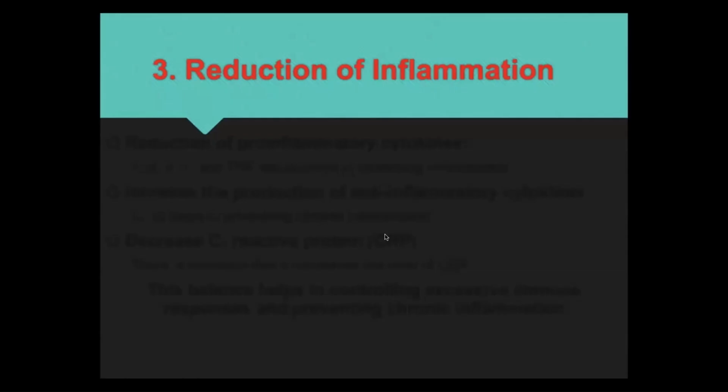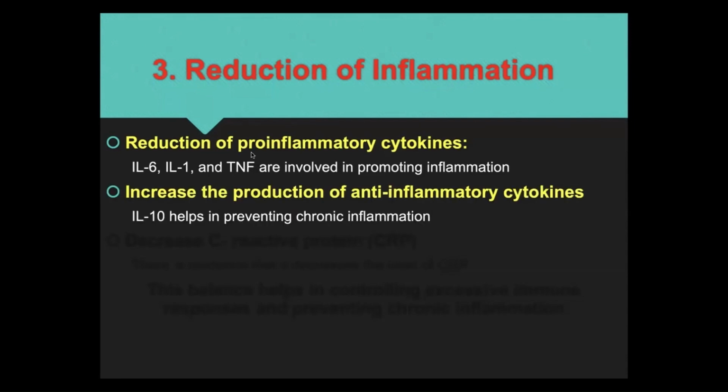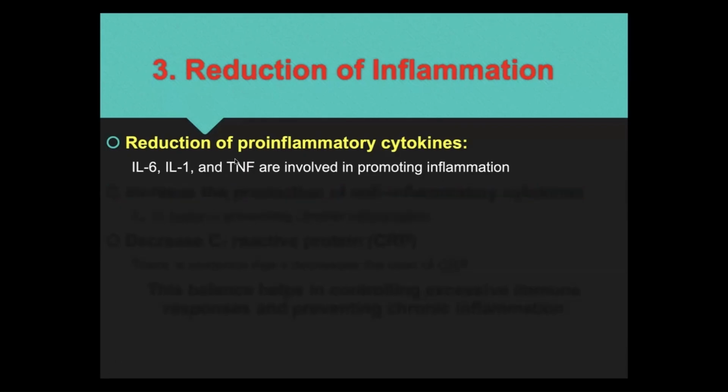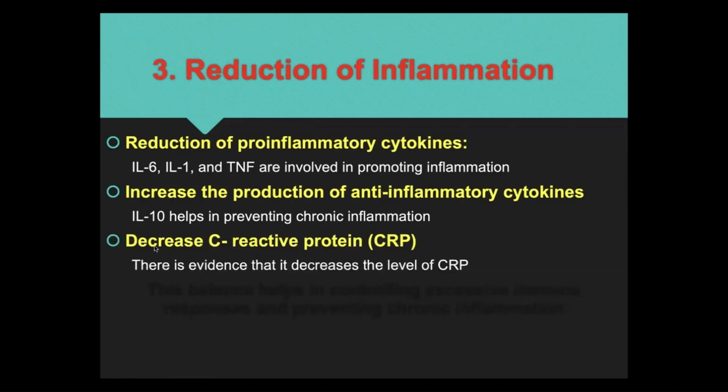Number three, reduction of inflammation. Reduction of pro-inflammatory cytokines: interleukin 6, interleukin 1, and tumor necrosis factor are involved in promoting the inflammation. So these are reduced. These are involved in the production of inflammation, so reduction of these will prevent the inflammation. Second, increase in the production of anti-inflammatory cytokines. Interleukin 10 helps in preventing chronic inflammation. And number three is a decrease in C-reactive protein. There is evidence that it decreases the level of CRP.